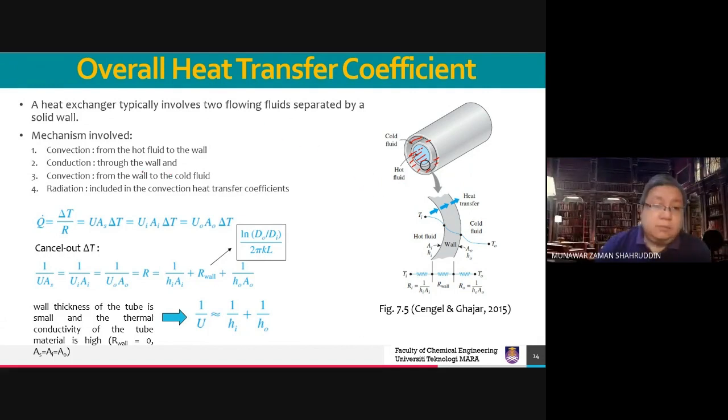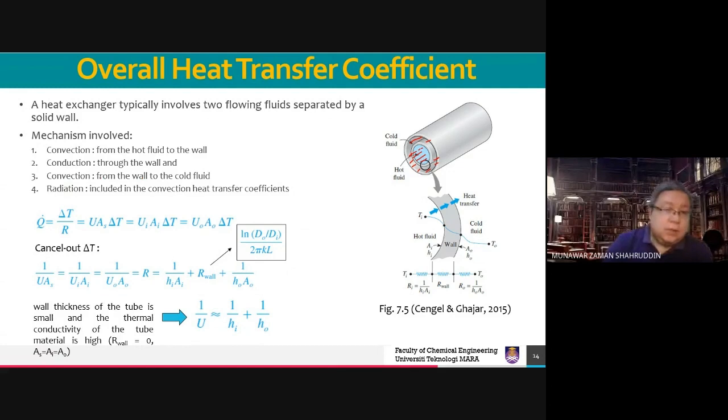And in between, of course, because you have some sort of pipe thickness, you have wall conduction. Conduction through the wall. So that would be the mechanism involved in the heat exchanger. Start from convection outside, convection inside, and also the conduction in between. And radiation is subjected to convection, either outside or inside, both have chances for radiation.